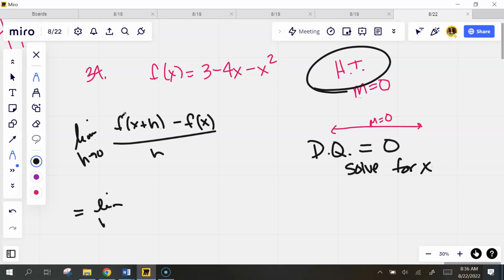All right, I'm still going to 0. 3 minus 4 times x plus h minus x plus h squared.